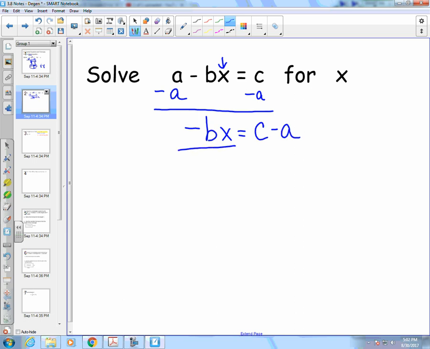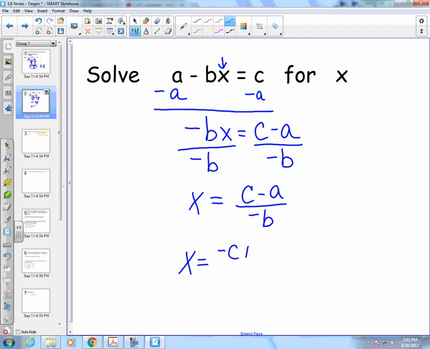Now we need to divide by negative b on both sides of the equation. So we have x equals c minus a over negative b. And if you take that negative sign up, that would make a negative c, a positive a, and then a positive b. It's like taking that negative 1 up. I would probably prefer staying here, but this is equivalent.